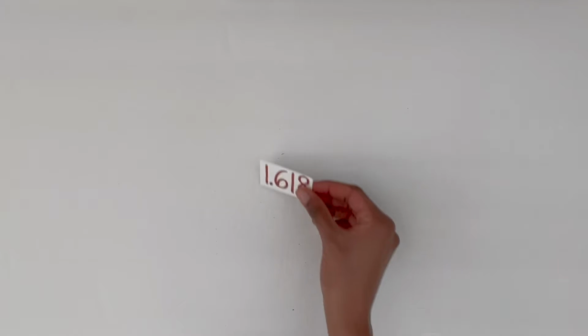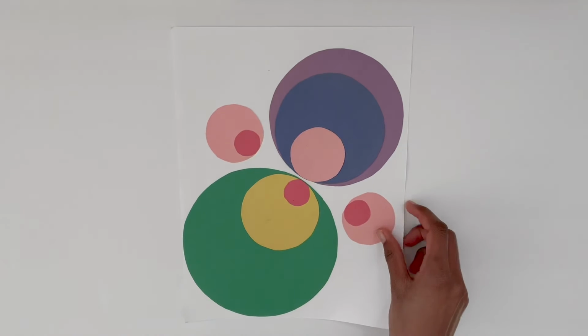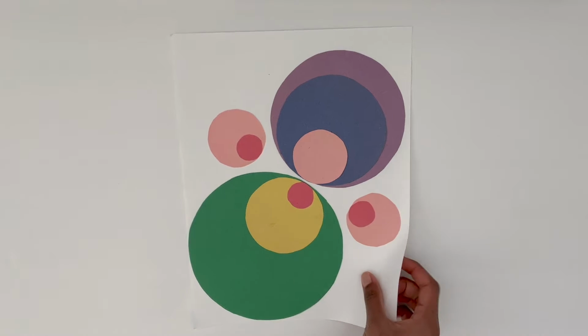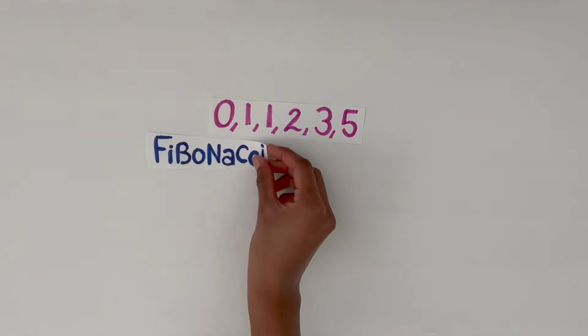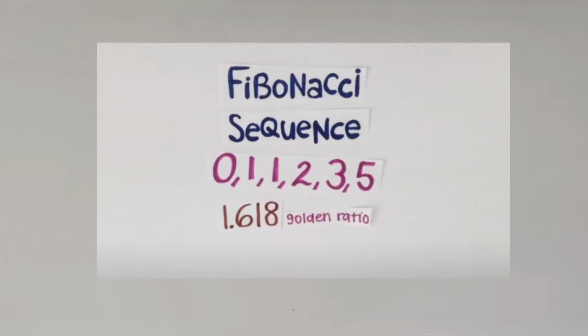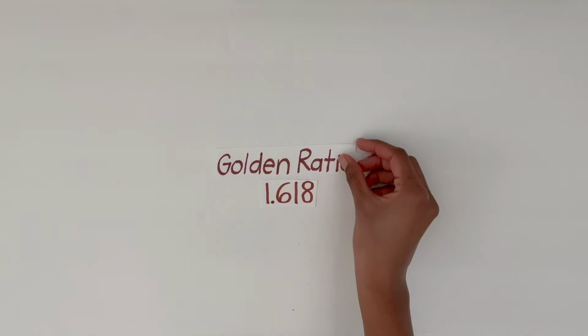Do you recognize this number, or maybe this art project? If you haven't, I suggest you go back to the Fibonacci Art Circle Collage video before continuing. The sequence 0, 1, 1, 2, 3, 5, and so on is a Fibonacci sequence, and as we know, each set of numbers like 1, 2, and 2, 3 have a ratio that's close to 1.618. And as I said in the Fibonacci Art Circle video, this number is the golden ratio.